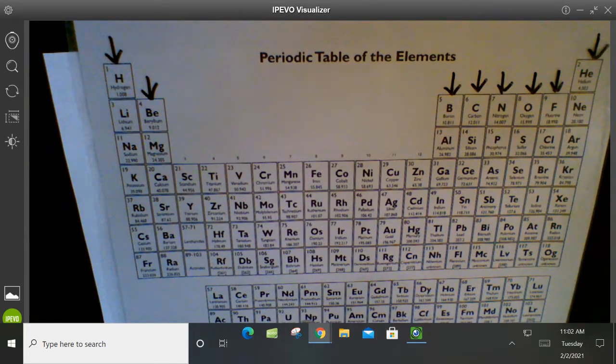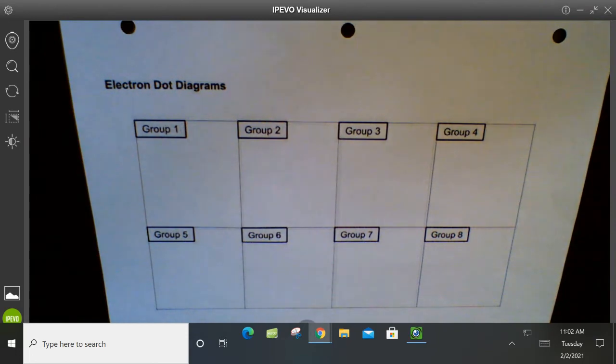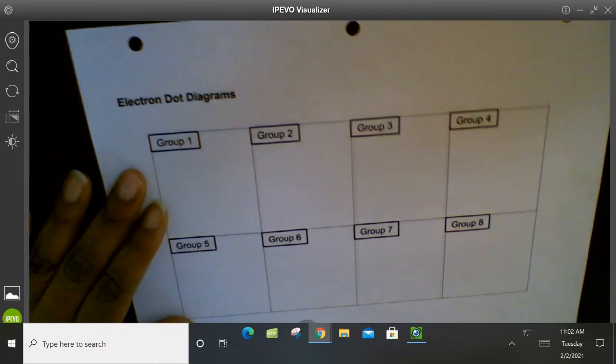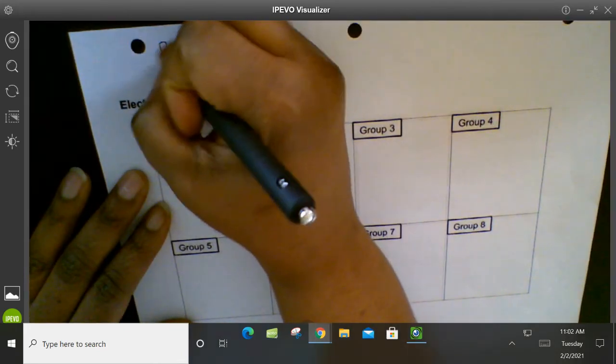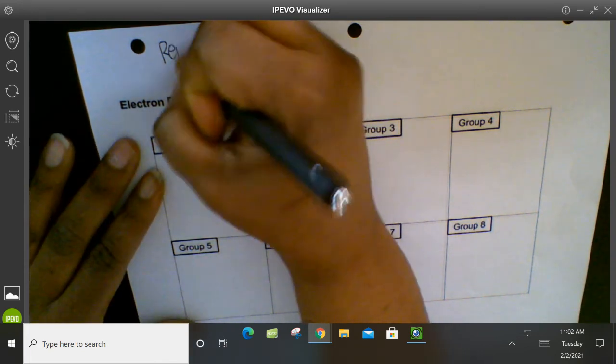There is something that we can do to help us visualize the bonds that are formed from these representative elements, and that is creating our electron dot diagrams. So we've looked at our representative elements, and I'm just going to put this on the paper, and everything that I'm putting on my document, you should be putting on your document. The first thing I'm going to do is write which groups on the periodic table represent the representative elements.